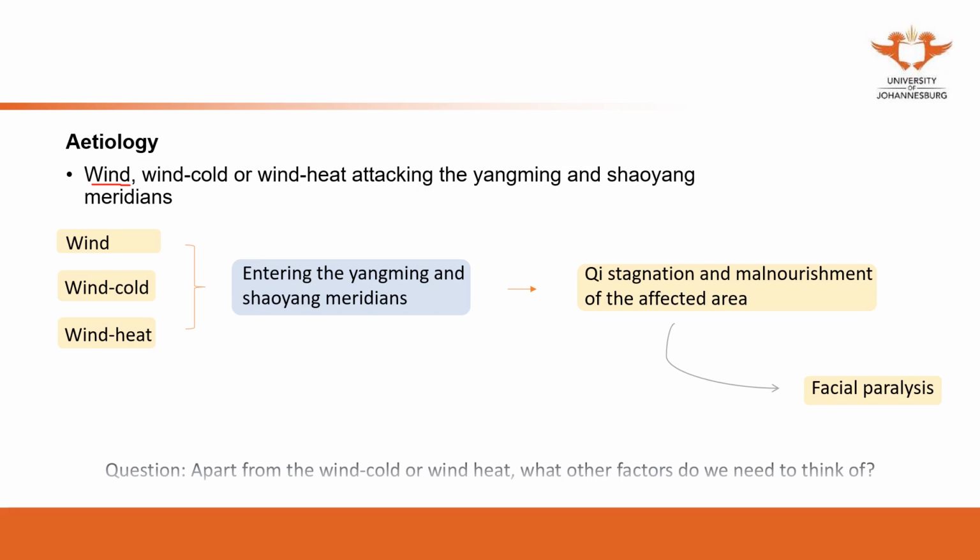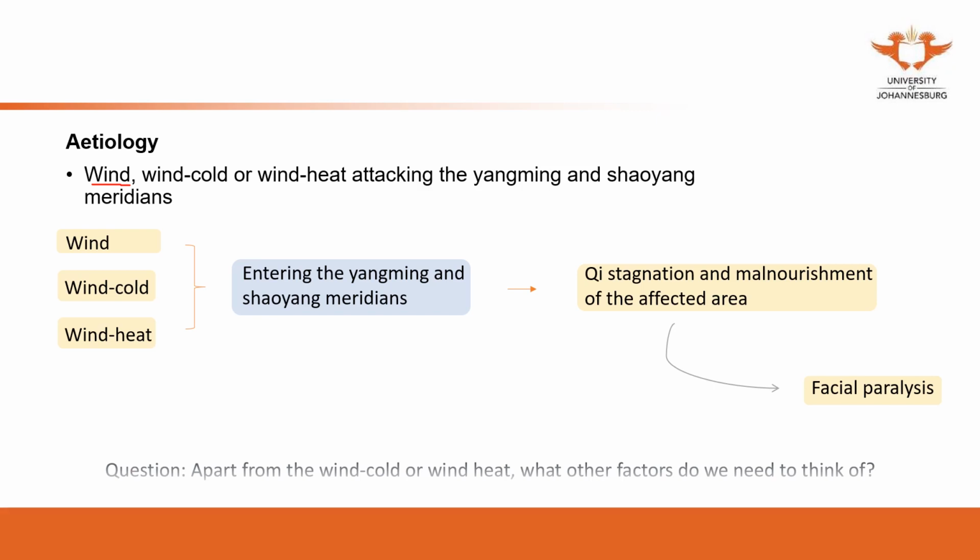The Yangming and Shaoyang meridians are involved because their distribution is where the facial paralysis presents. Pathogens affect the meridian and cause stagnation or malnourishment of the affected area.